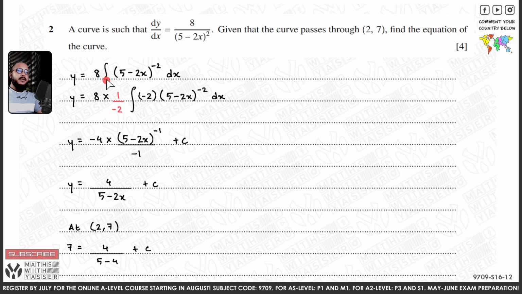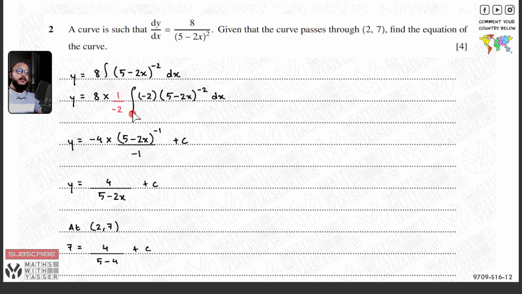So for integrating, what we can do, we can take away the constant outside and it will be 8 times the integration of (5 minus 2x) to the power negative 2 dx. Now power is the operator. So the box is this. So we need to differentiate this, and differentiating this we get negative 2. Now let's balance the equation. So it will be 1 over negative 2.